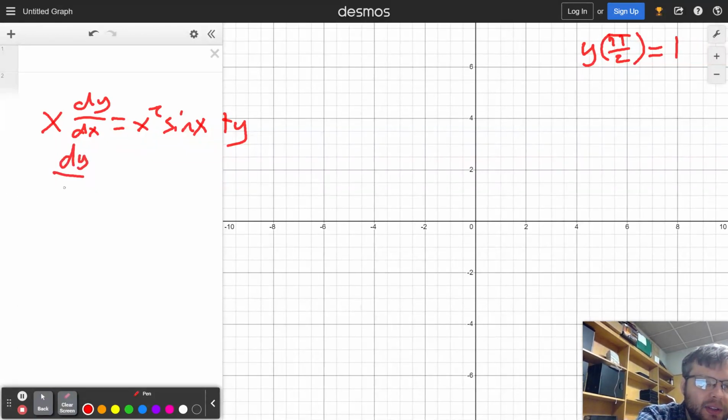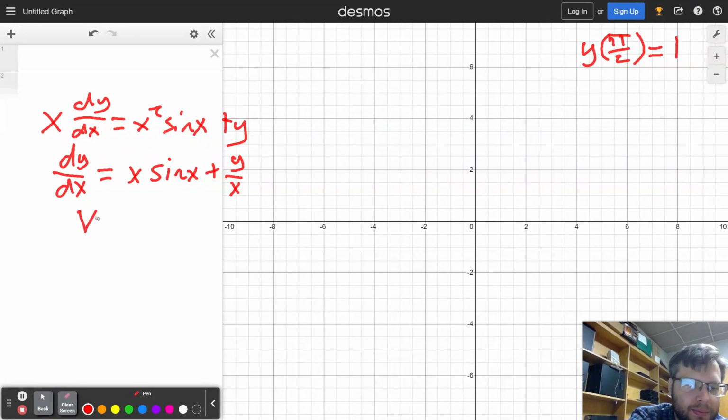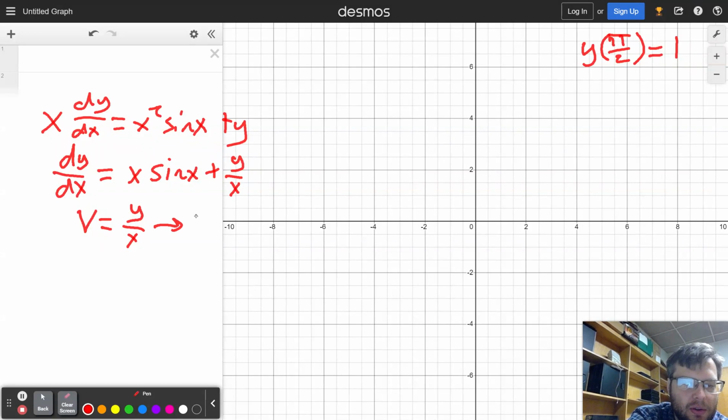If you divide everything by x, then what you get is x sine of x plus y over x. And then what you do is you rewrite your differential equation in terms of a new variable. Your book uses the letter v. It's obviously arbitrary what letter you use. So I'm just going to say v equals y over x. And if I make that substitution, then I can also write that v times x is equal to y.